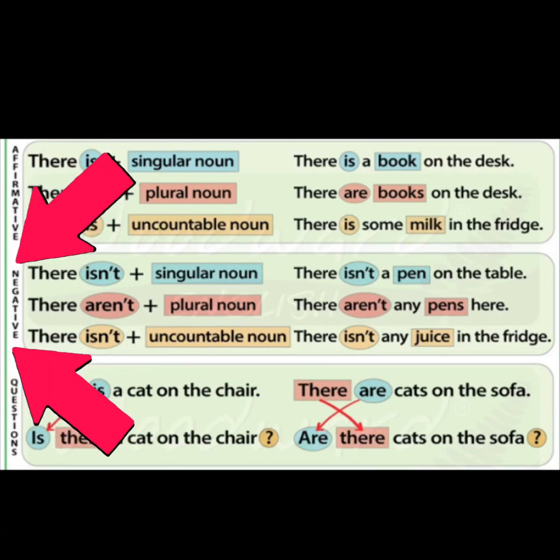We can also use there is and there are in negative. In that case, they become there isn't for singular nouns and uncountable nouns. For example, there isn't any juice in the fridge, and there aren't for plural nouns. For example, there aren't any pens here.